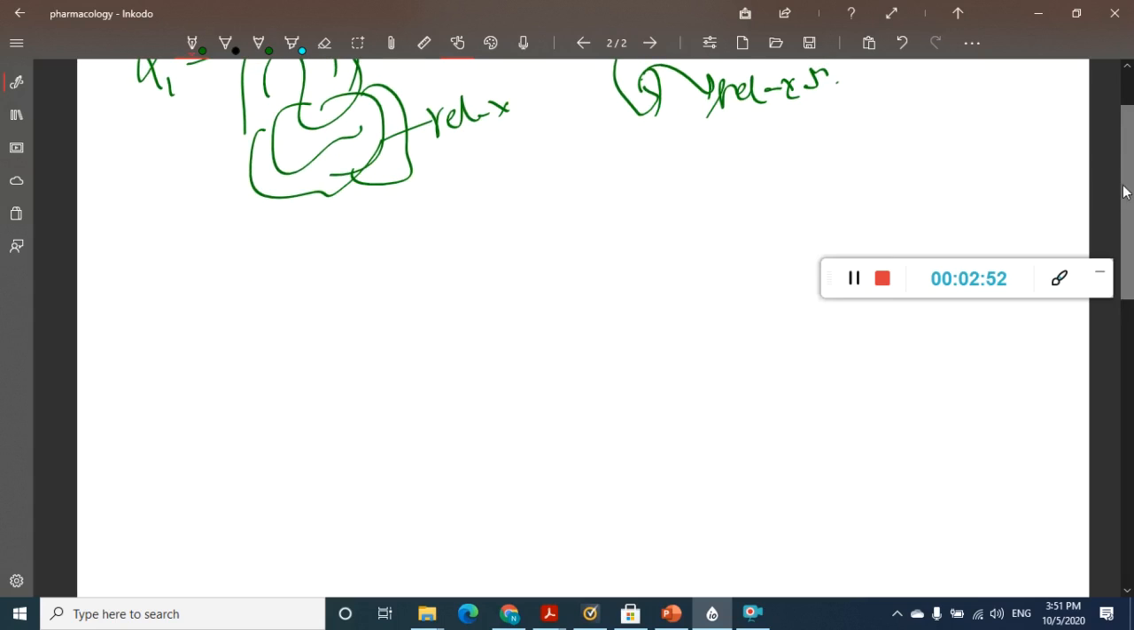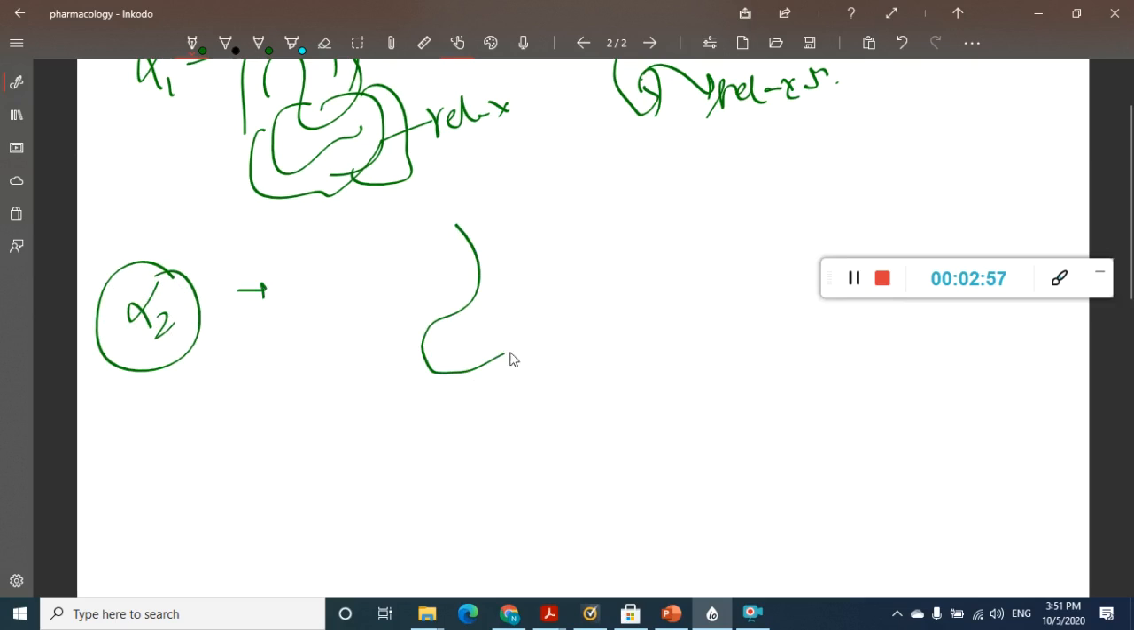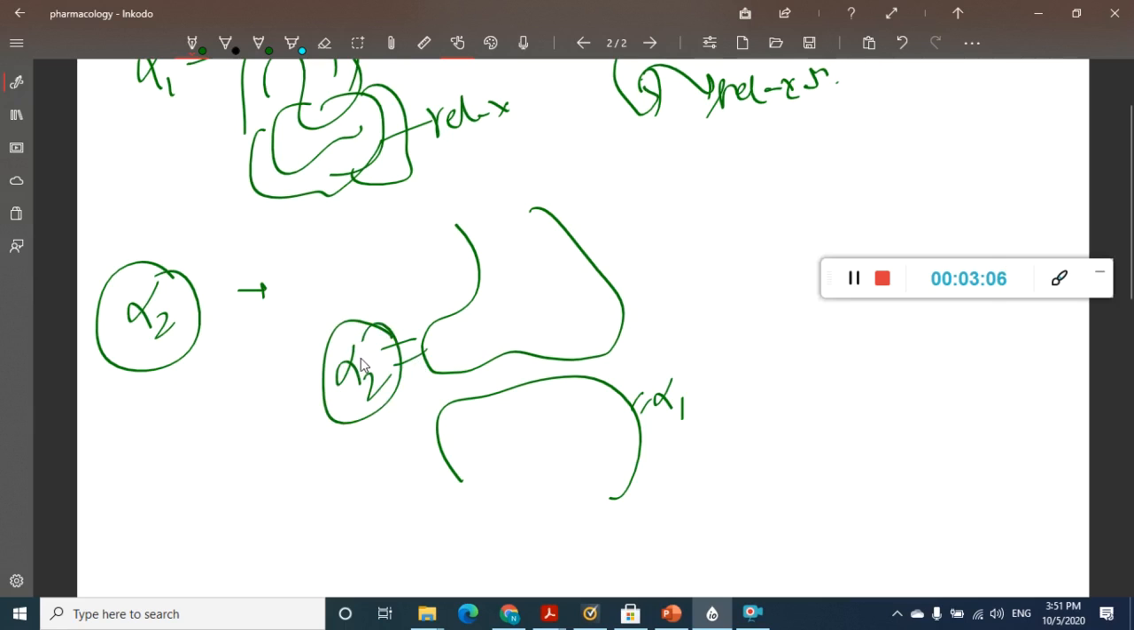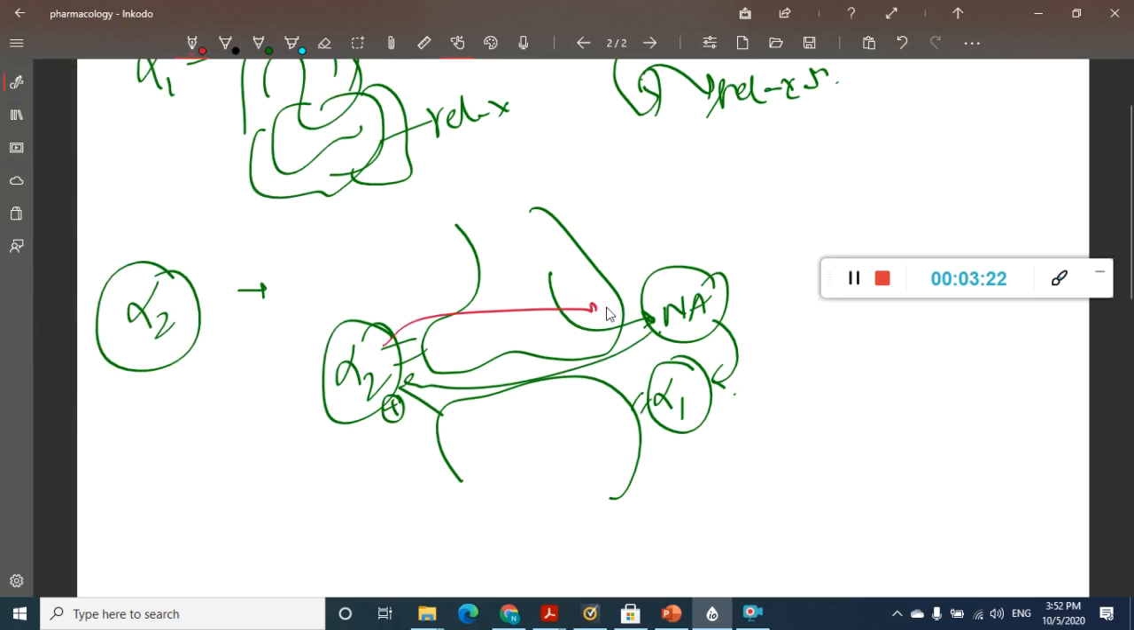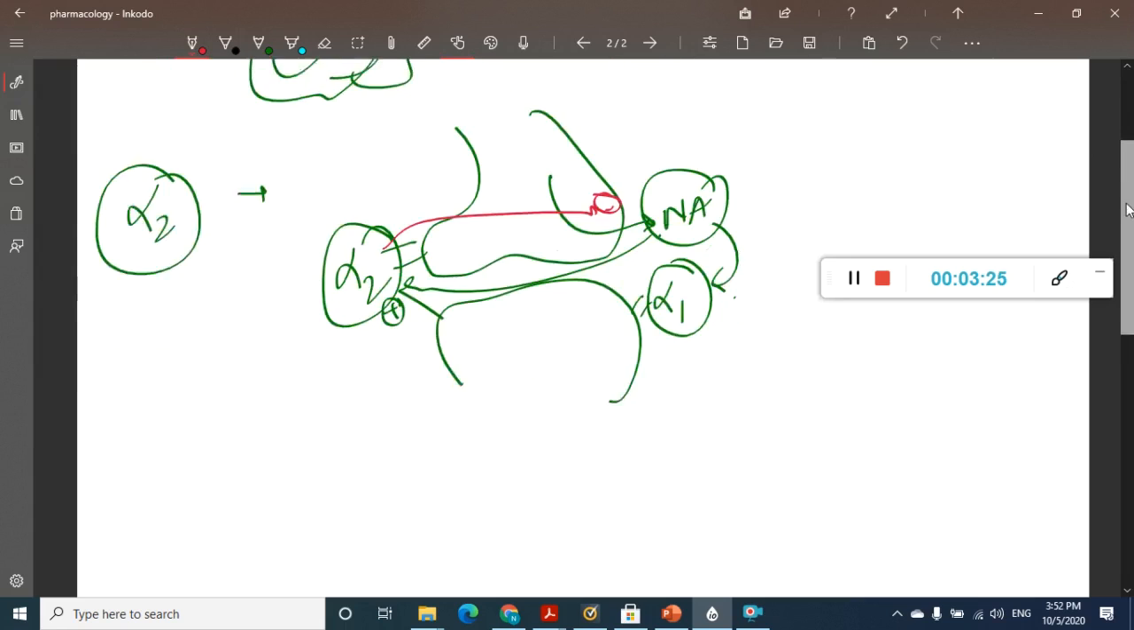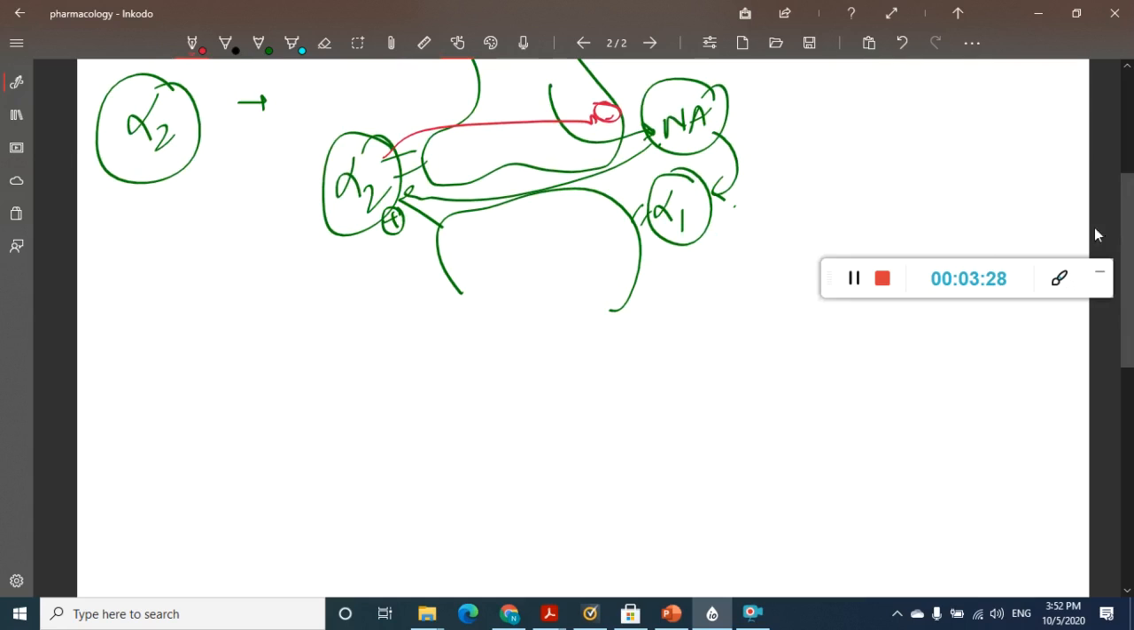Then what about next? Alpha 2. Alpha 2 is actually a presynaptic receptor. What does this mean? This is the synapse. Alpha 1 is present here, but alpha 2 is present in the presynaptic area. The noradrenaline which is released acts on alpha 1, and this noradrenaline also acts on alpha 2. Alpha 2 will inhibit the release of noradrenaline from the synapse. That is the main thing about alpha 2: it inhibits the release of noradrenaline.